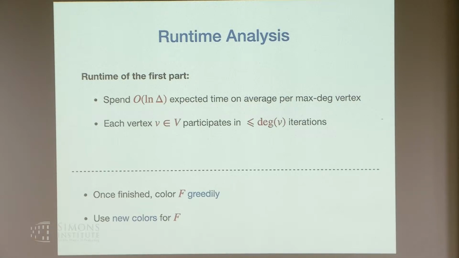And each vertex is a maximum degree vertex in at most degree delta iterations. So each time it participates in this game, it loses 1 degree. So each vertex roughly participates in degree iterations, and in each iteration pays log delta time. So the total runtime for each vertex is degree times log delta, and you sum up over all the vertices, it becomes m log delta. So the runtime is m log delta for the first step.